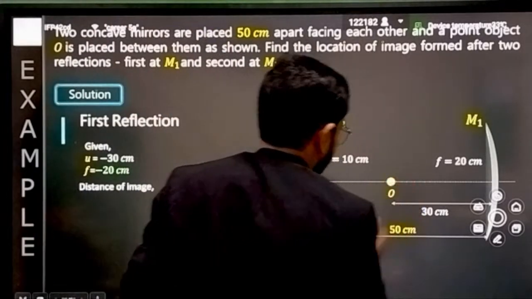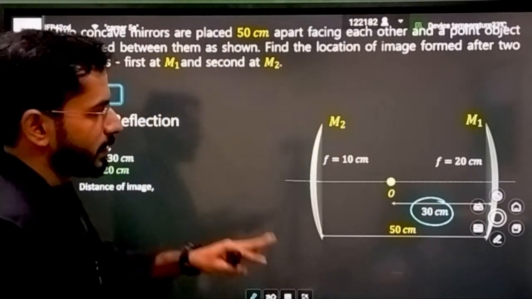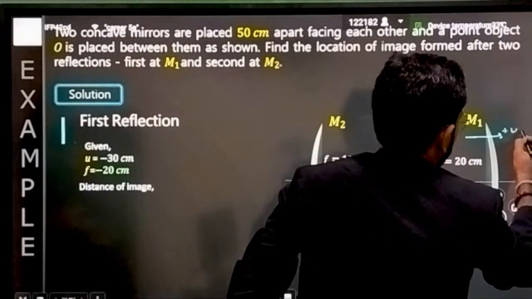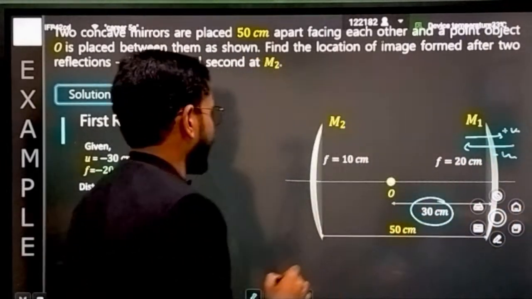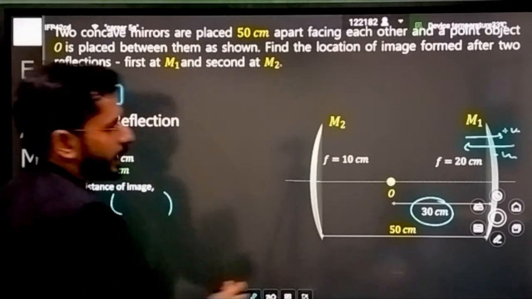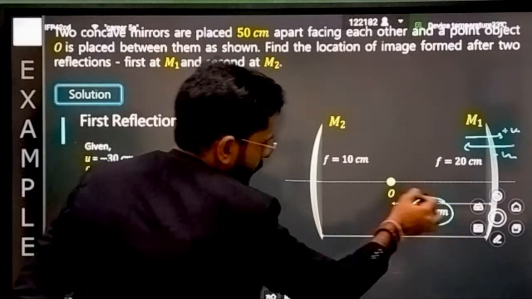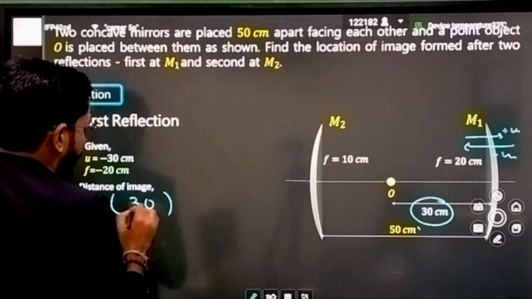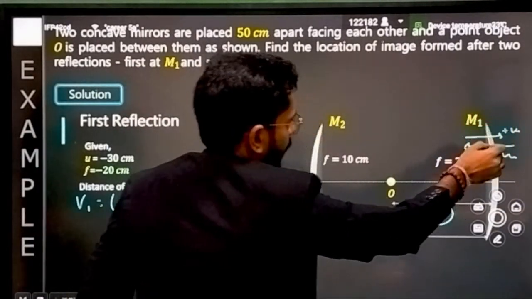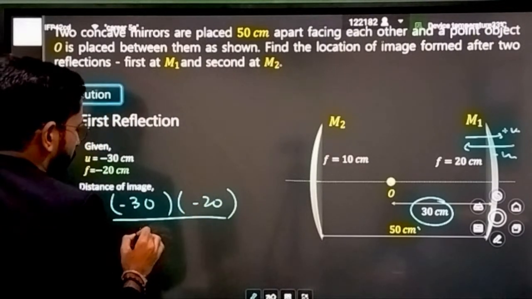Here is your object, and this is the distance of the object that you will be given. M1 is the first mirror from where reflection is happening. For M1, this direction is positive and this direction will become negative. First calculate, for M1, the position of the image. For u, the object lies in the negative direction, and that is 30 centimeter, so u is minus 30. It is a concave mirror, which means the focal length is negative, minus 20. So v is minus 20 times minus 30, divided by minus 30 plus 20.